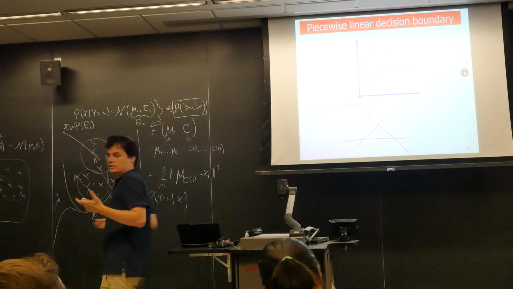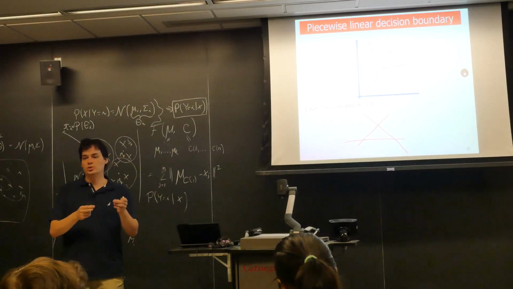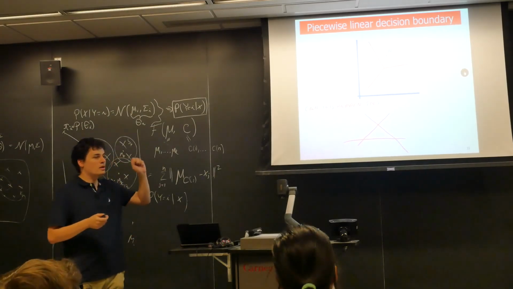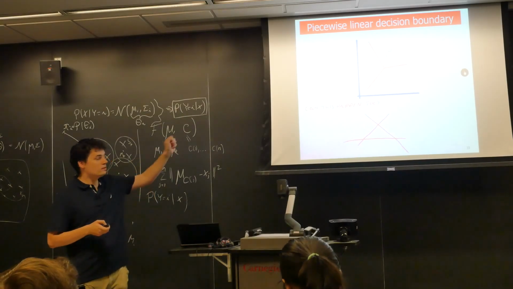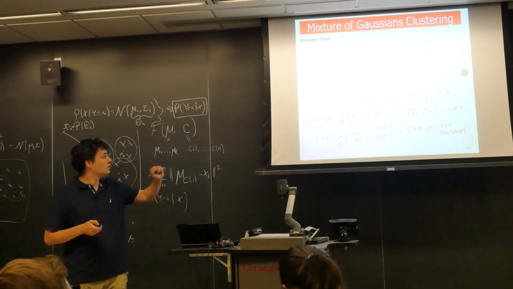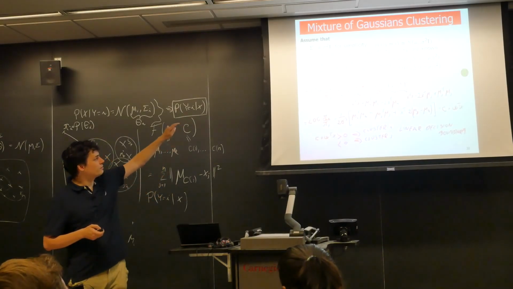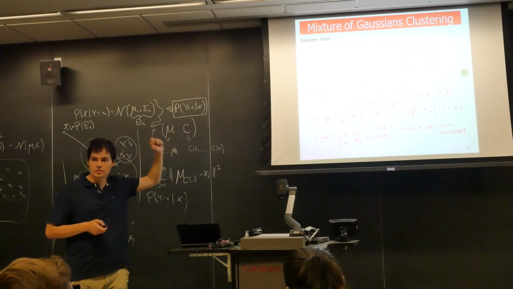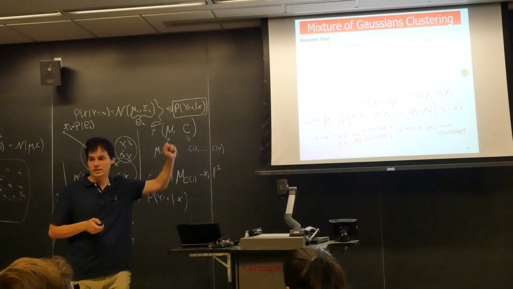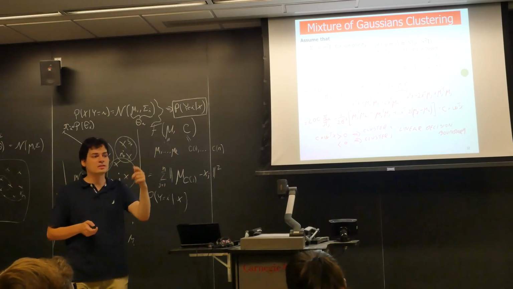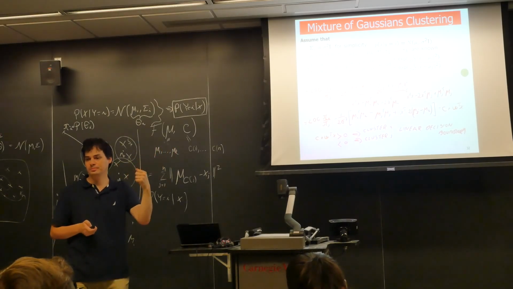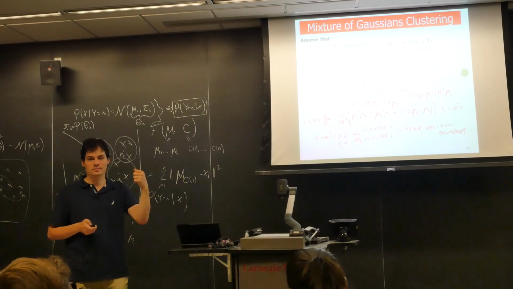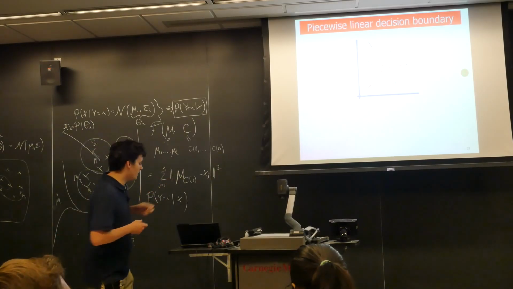We have three numbers. So I want to decide whether this point belongs to cluster 1, cluster 2, or cluster 3. So I calculate the probability of belonging to cluster 1 given X, cluster 2 given X, and cluster 3 given X. That's three numbers. Among these three numbers, there must be a maximum. Right?